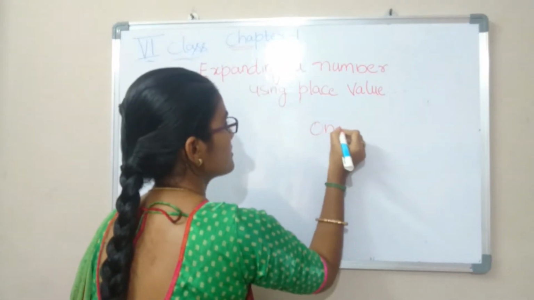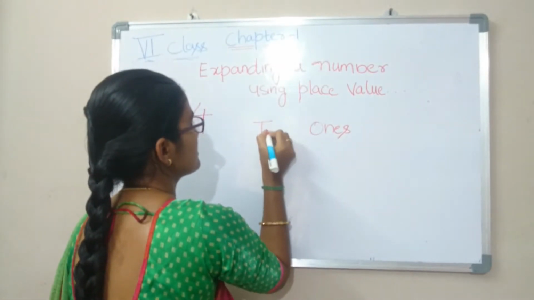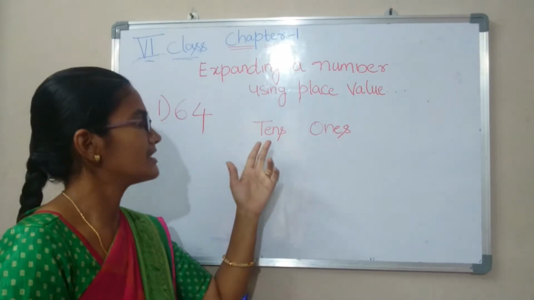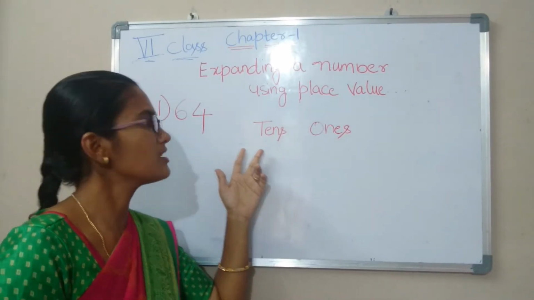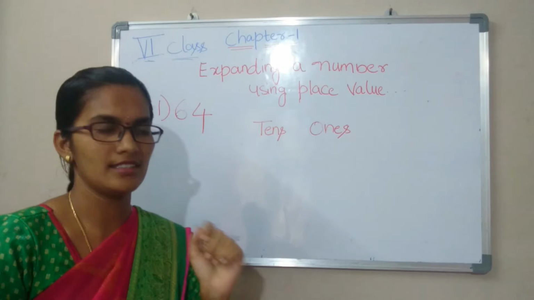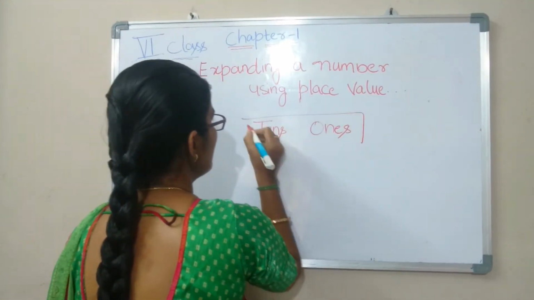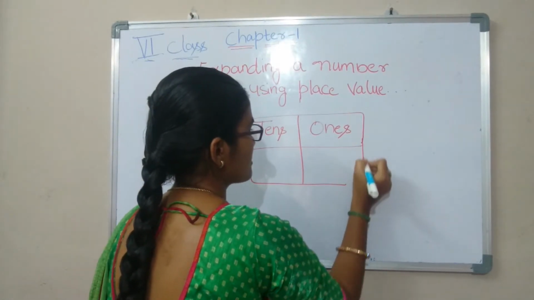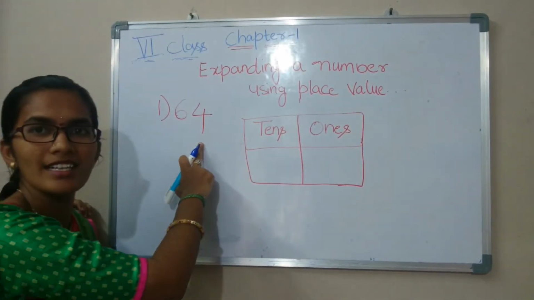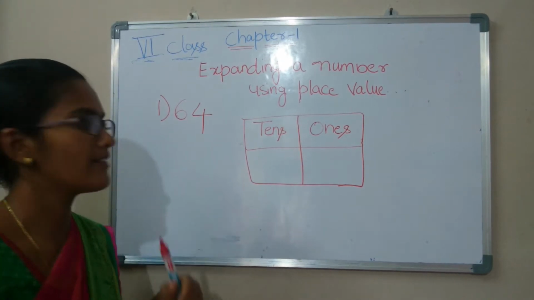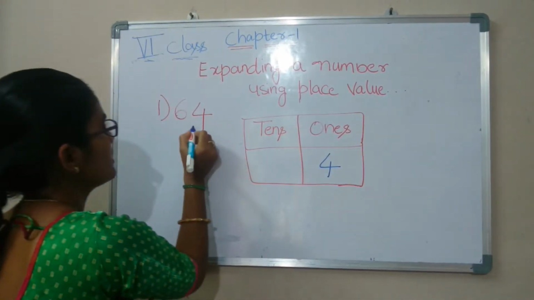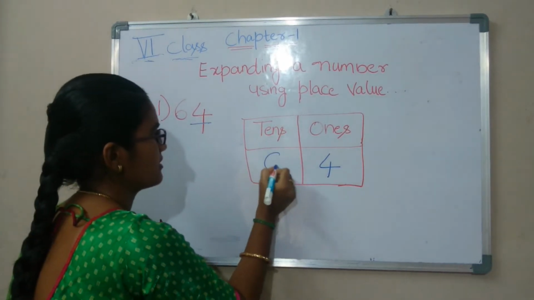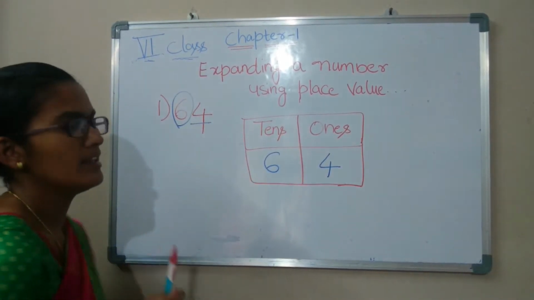Ones, tens. Here I am writing up to the tens place only, because we have only 2 digits. In the ones place, what is the number we are having? In the ones place, we have the number 4. In the tens place, we have the number 6.